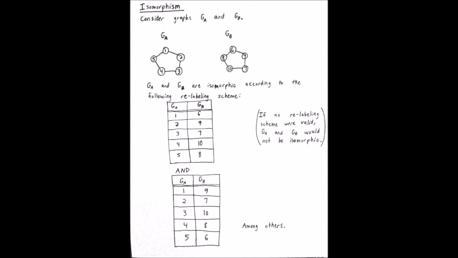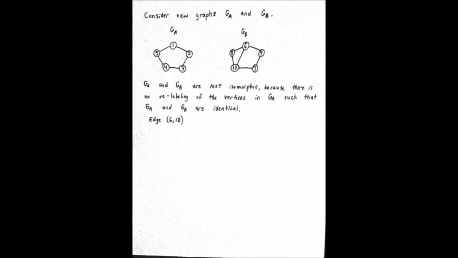So we can see here that GA and GB are isomorphic according to the relabeling scheme 1 to 6, 2 to 9, 3 to 7, 4 to 10, and 5 to 8. There are a number of different relabeling schemes for this example, but if there were no relabeling schemes, that would mean that they are not isomorphic. So you need at least one relabeling scheme to show that two graphs are isomorphic.